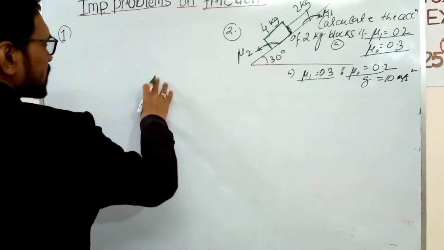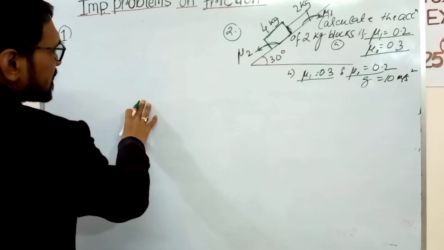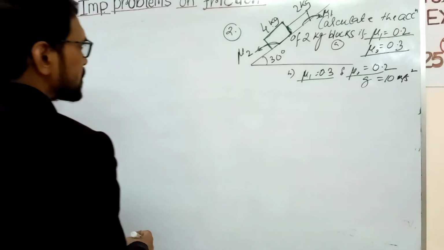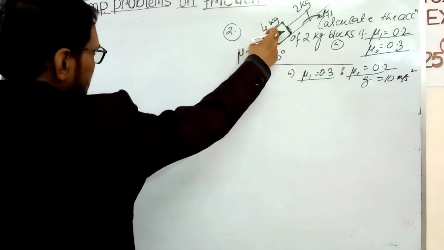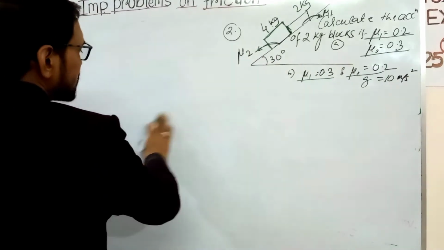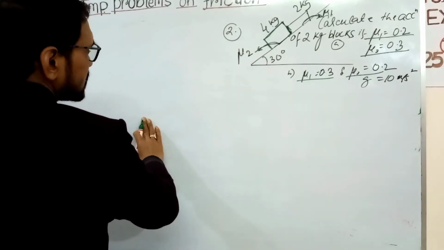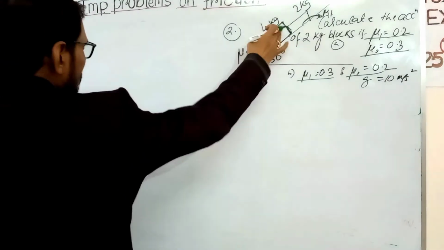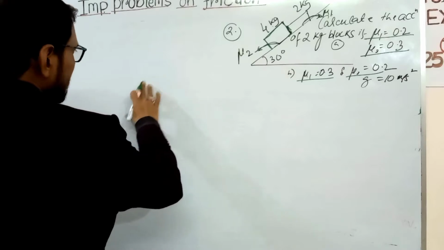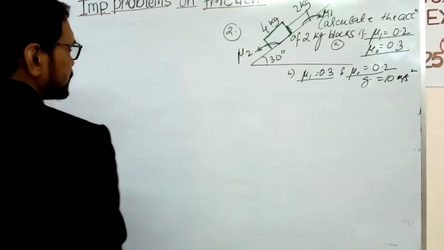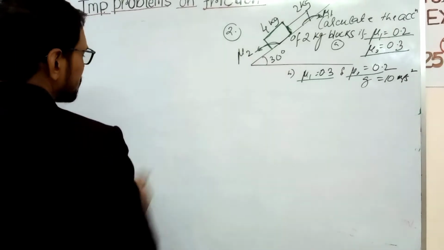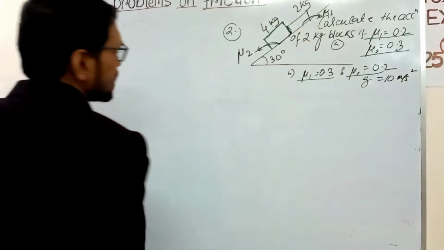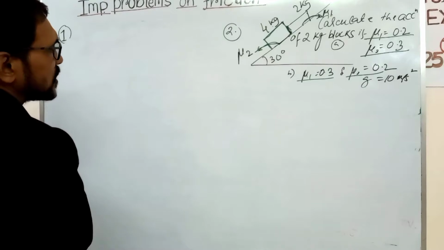If the 4 kg and 2 kg blocks move separately, then the free body diagram is different from when the two blocks move together. So if the two blocks move separately, the free body diagram is one type, and if they move together, the free body diagram will be another type. So first we calculate whether the two bodies move together or not.